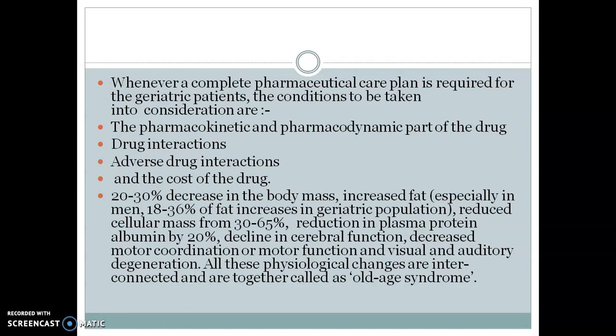We have tried to understand what is old age syndrome. In old age syndrome, there is decreased body mass, increased body fat, reduced muscle mass, reduction in plasma protein, that is albumin, decline in cerebral function, and decreased motor as well as visual and auditory functions. Because of the degeneration of neurons, we can see the physiological changes which are very often seen in old age, that is in geriatrics, and together it is called old age syndrome.